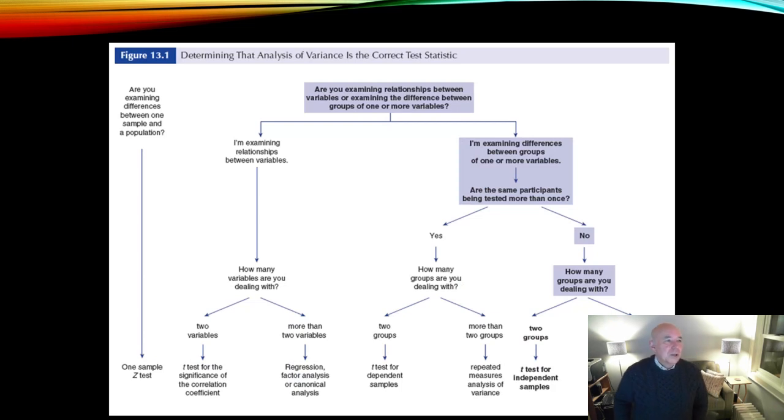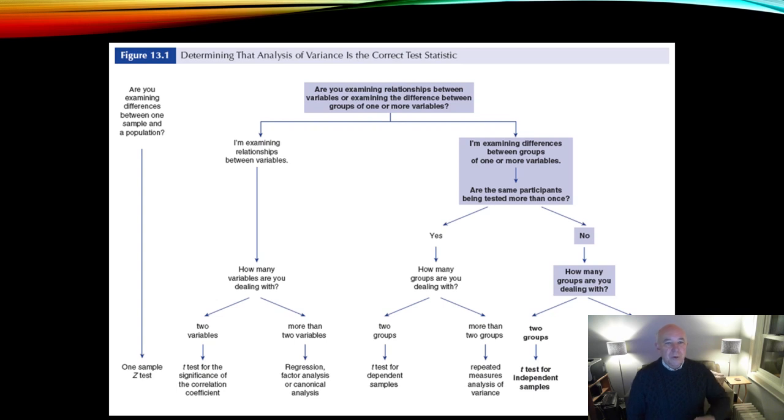All right, so one of the things to think about, and this is a handy chart that I use in several of my classes, is to help you think about what question am I asking, and then also what kind of test do I need to run as a result. And for ANOVA, you are asking the question, are there differences between groups? And you can ask whether or not you are testing people more than once. In this case, we're not.